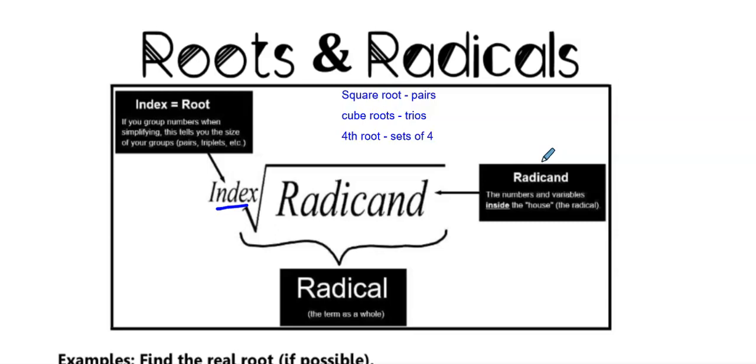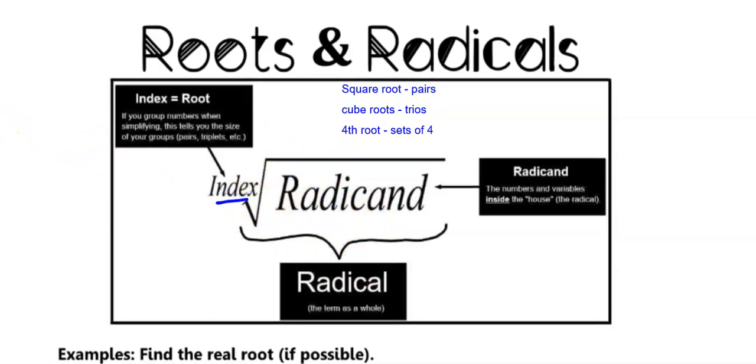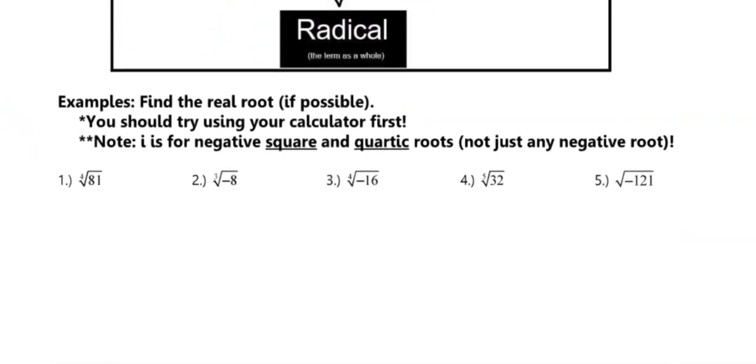If it's a square root, we're looking for pairs. If it's a cube root, we're looking for trios or triplets. If it's a fourth root, we're looking for sets of 4 and so forth. Our radicand is whatever is under the radical. Okay? Use your calculator whenever possible, especially with the numbers.